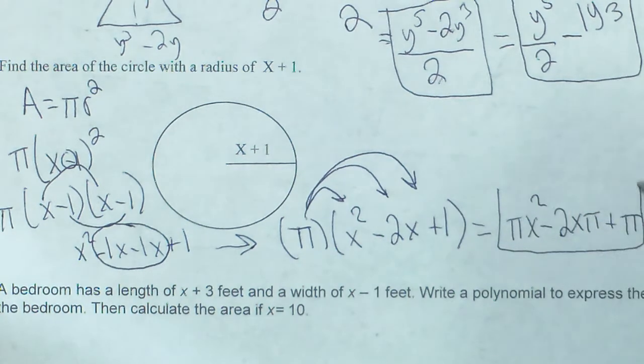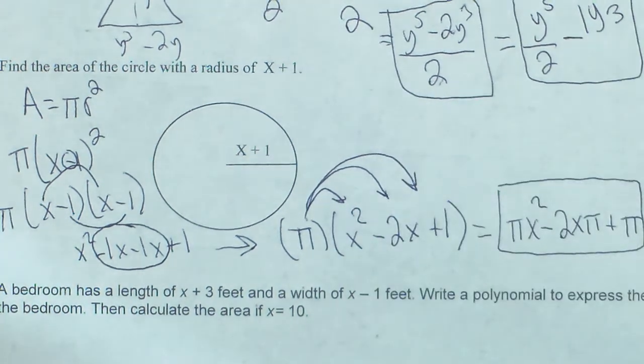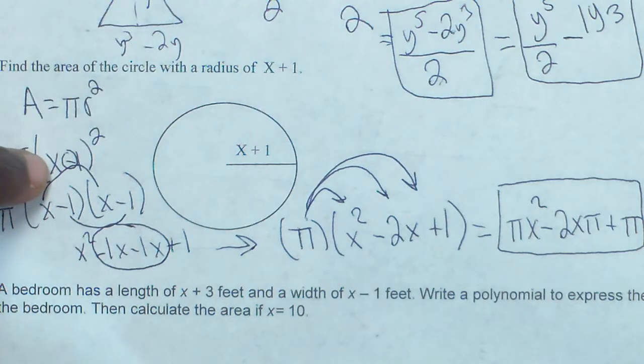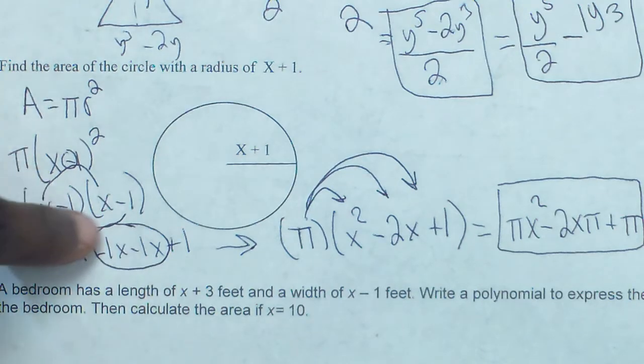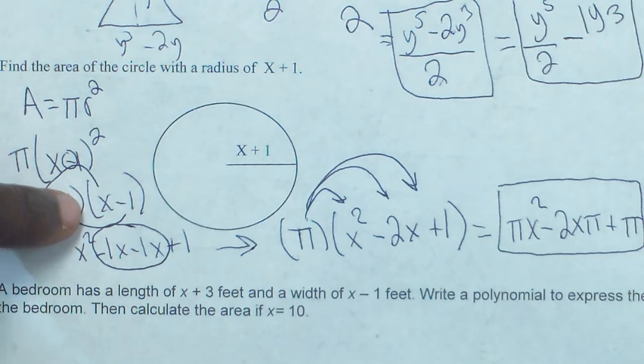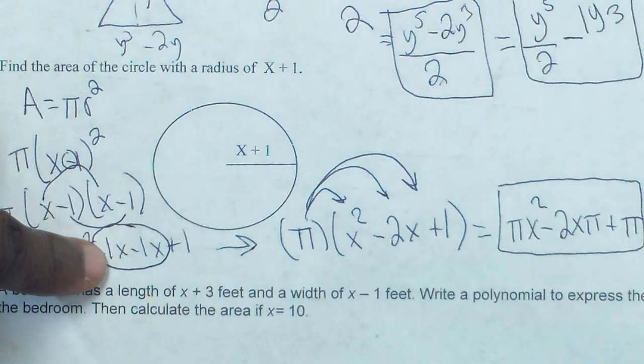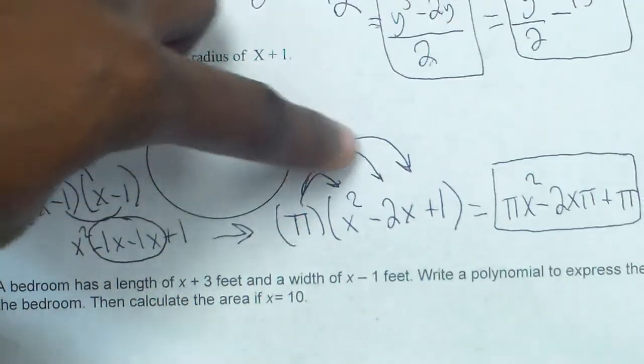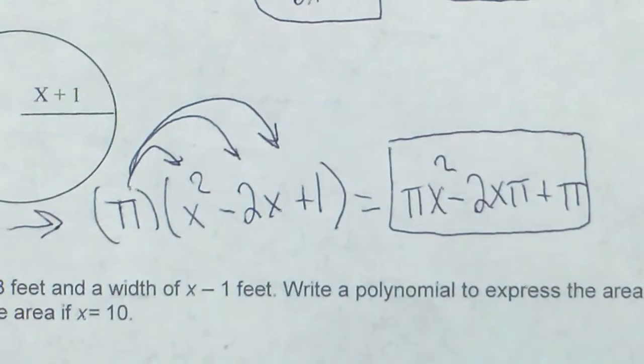And that's the final answer. You're not changing it to 3.14, leaving pi in the problem as a variable. So the key to this one was recognizing r squared is just a perfect square trinomial. We multiplied those two, got our regular polynomial in x squared form, but we have to remember you have that pi times the radius squared, so we distribute the pi into the problem, and this is the final answer.